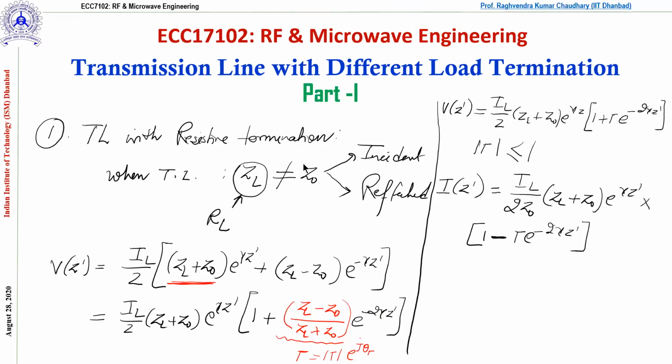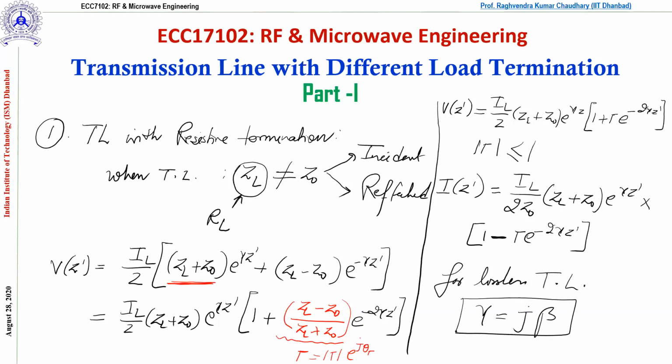Correct. And what we can do is, for lossless transmission lines, we can write that gamma will be j beta. It is fair enough to write this j beta because alpha will be 0 here. Fine.